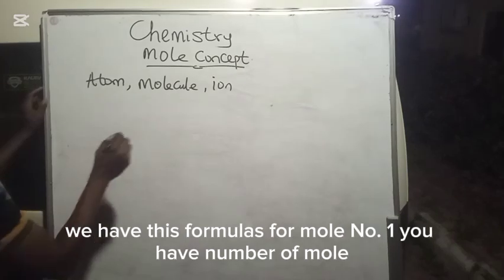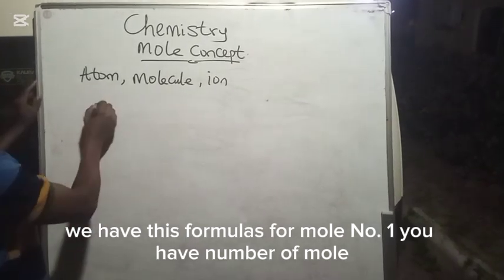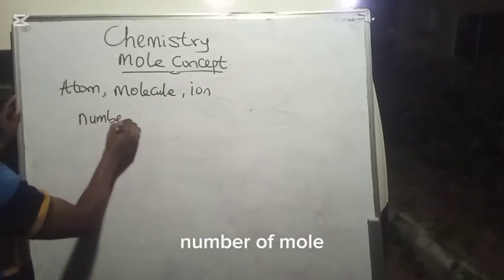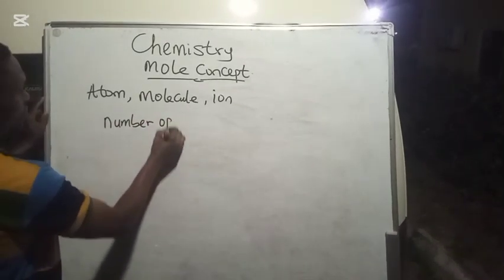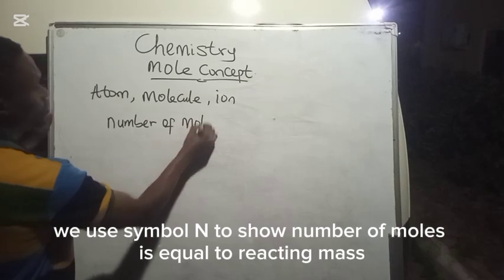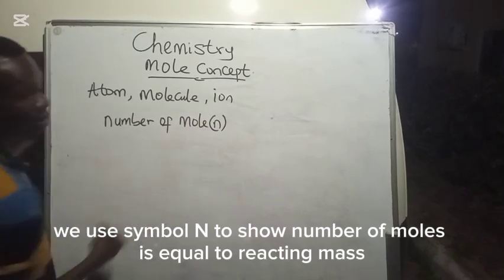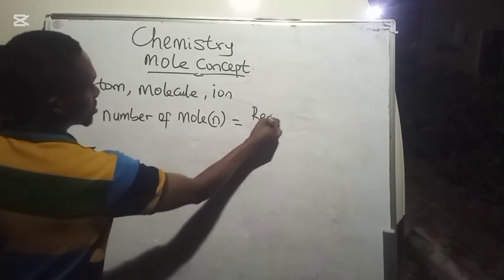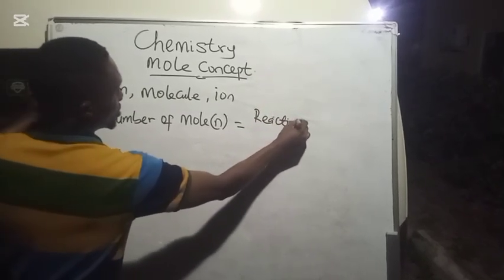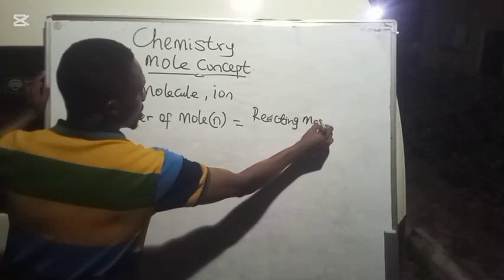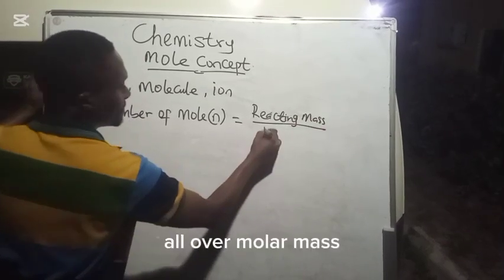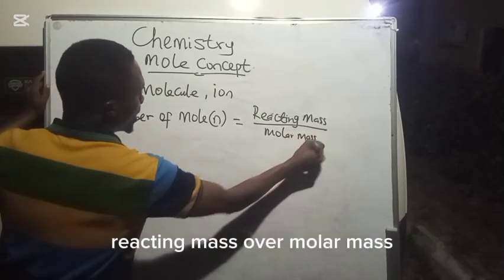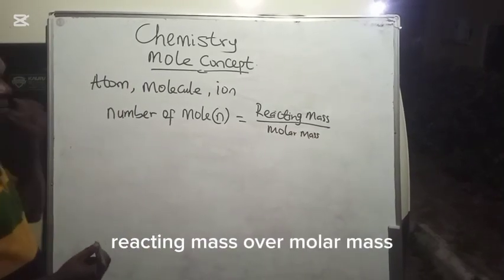Moving over to the formula for calculating mole. We have these formulas for mole. Number one, we have number of mole. We use the symbol N to show number of mole, which is equal to reacting mass all over molar mass.